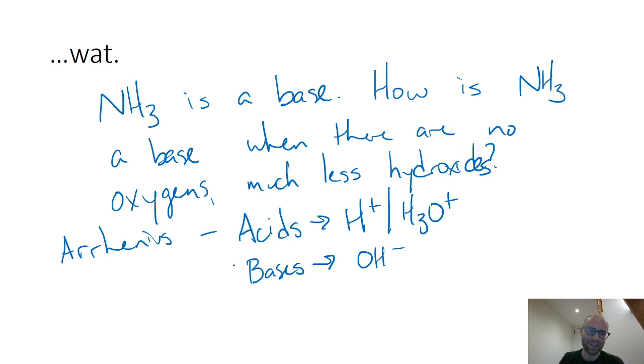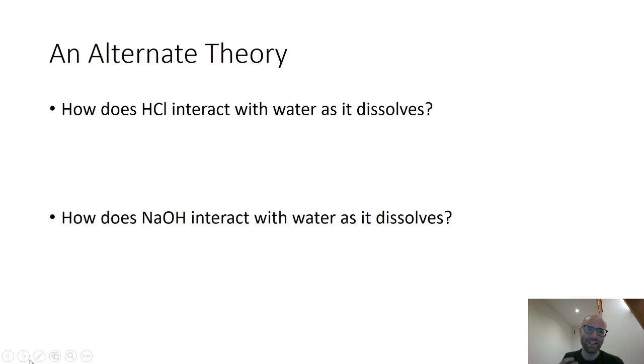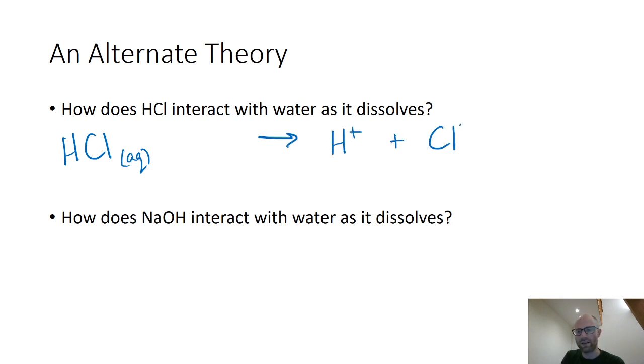So to understand how ammonia acts as a base, instead of looking at what the products are, I want to kind of look at the products and the reactants. I want to look at the chemistry, because I think that a way of understanding how acids are acids is less in what they do and more in how they behave, if that makes any sense. So how does HCl interact with water as it dissolves? Well, HCl, aqueous, we know it becomes H plus and Cl minus, aqueous. But we kind of said something before.